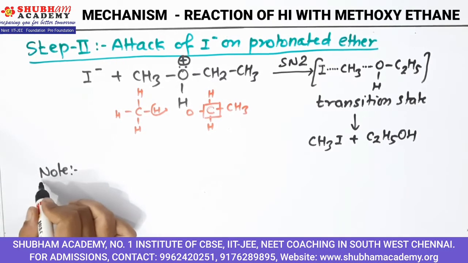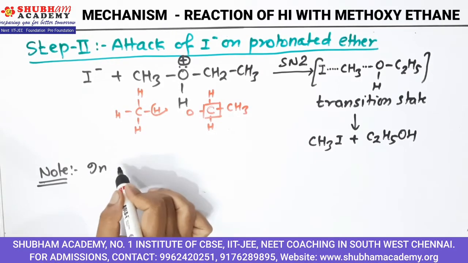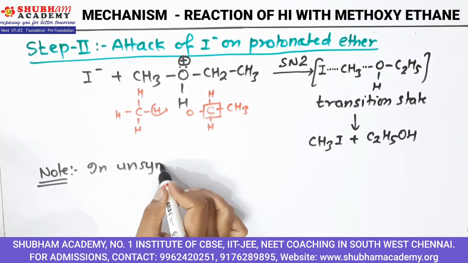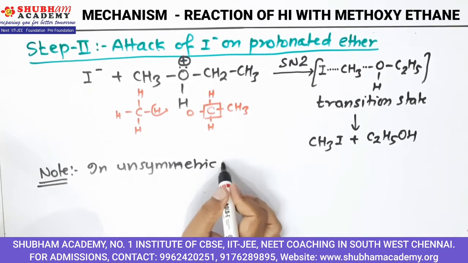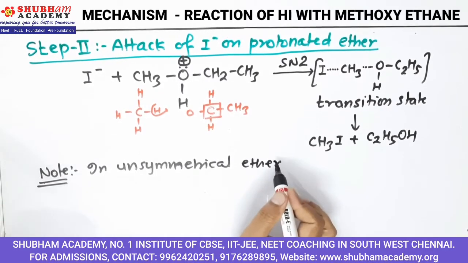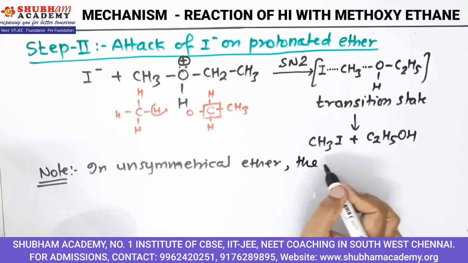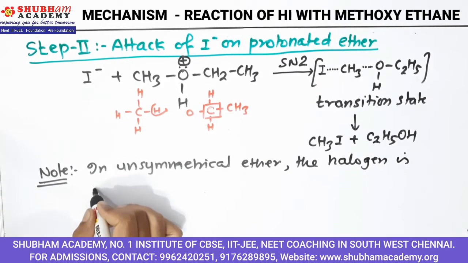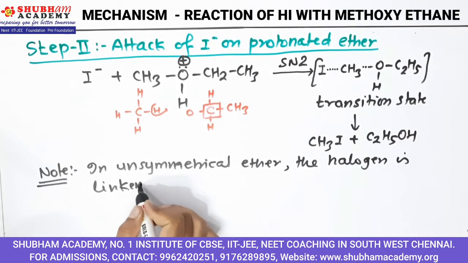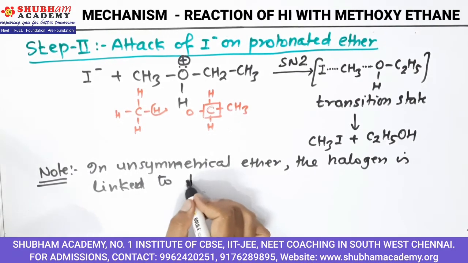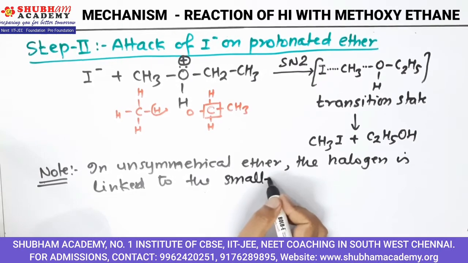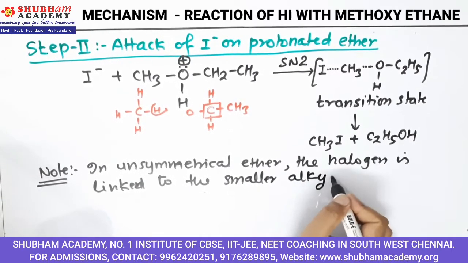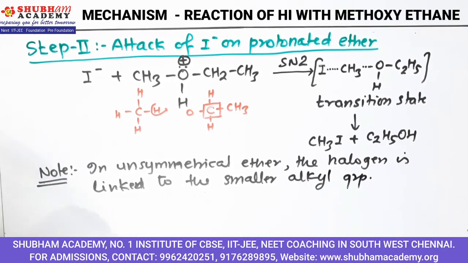Note: in unsymmetrical ether, the halogen is linked to the smaller alkyl group, right.